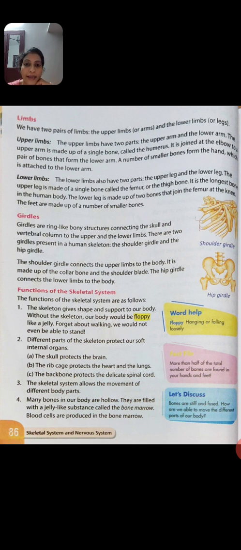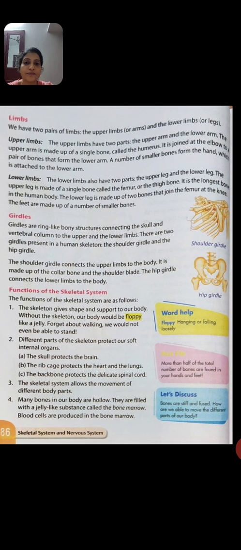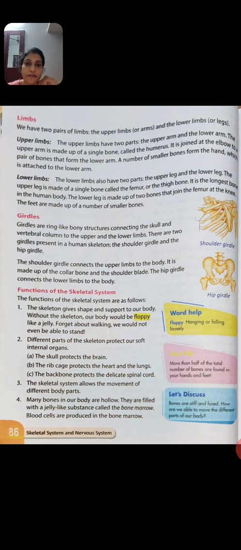The lower leg is made up of two bones that join the femur at the knee. The feet are made up of a number of smaller bones.